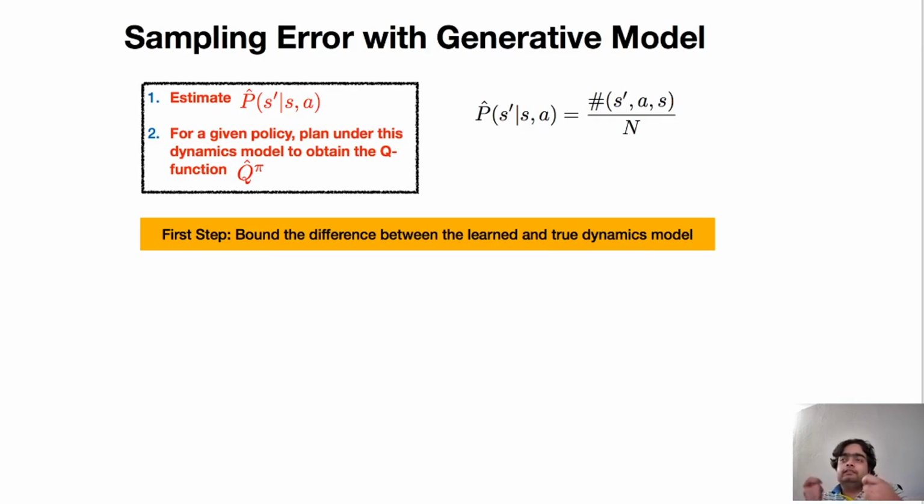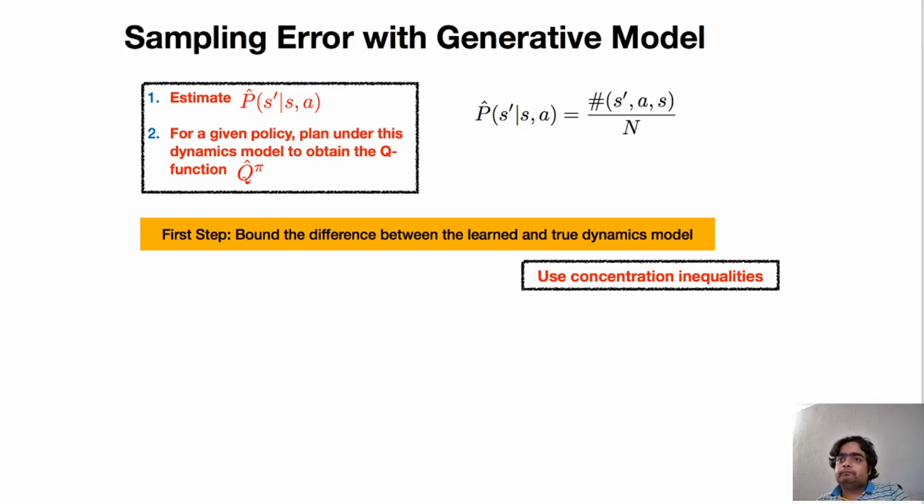So there's no reason to expect that Q hat pi will not be equal to Q pi if I knew p hat was equal to p. So the only reason why we expect this difference is because p hat is not equal to p. So how different is p hat from p is the first step that we are going to do.